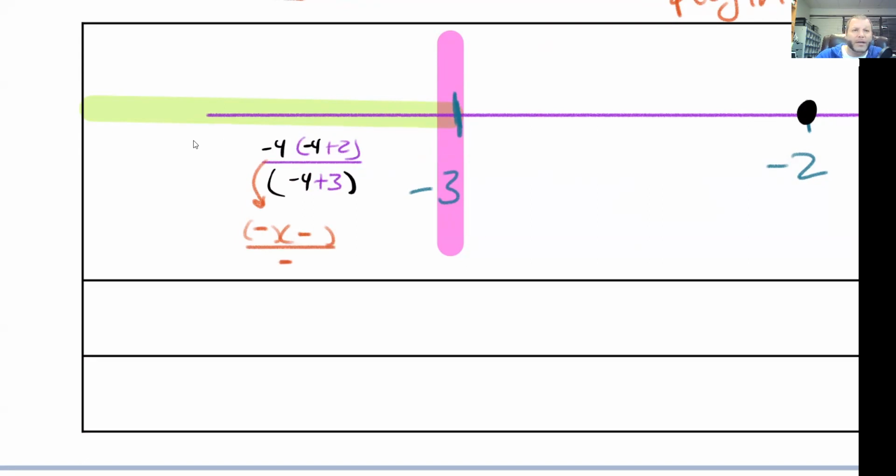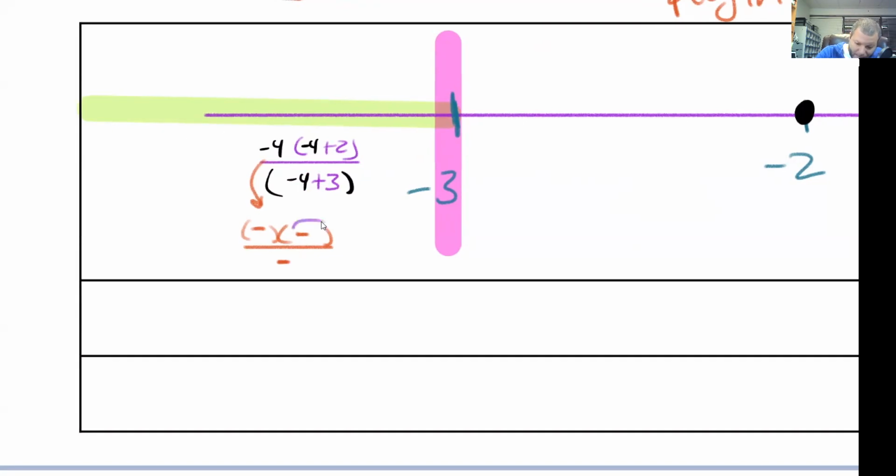So if we have an odd number of negatives, we're always going to get a negative value, right? Because you can think of this negative value and that negative value canceling out to become a positive. So a negative times a positive would end up being just negative, right? So we know that on this entire interval, our function is going to be a negative number.